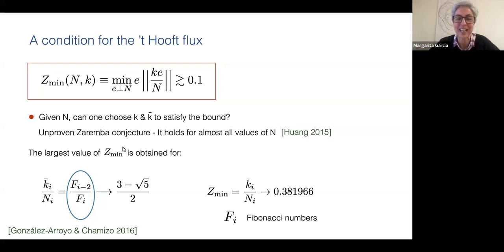because it turns out that the largest value of the set mean, the one that will be larger, is obtained for Fibonacci numbers. So it's an instance in which Fibonacci numbers again appear, which is very nice. If one takes a sequence going to large n in this way, so you select k bar to be the (i-2)th number in the Fibonacci sequence and n to be the i-th number in the Fibonacci sequence, you never encounter the problem, okay? Then this set mean is bounded by this number, 0.38, which is in principle larger than the bounds, and there should not be a problem, okay?